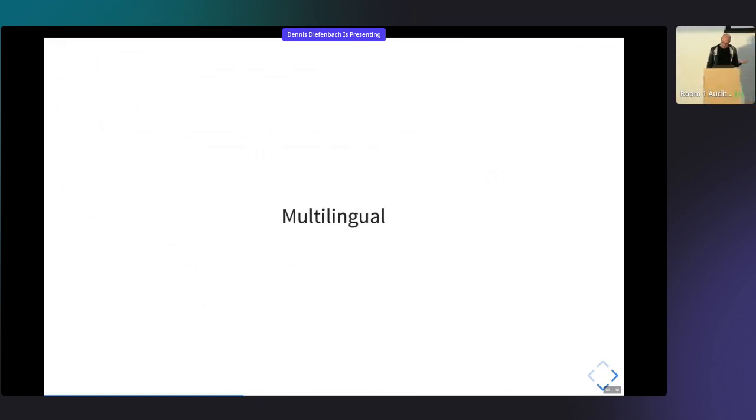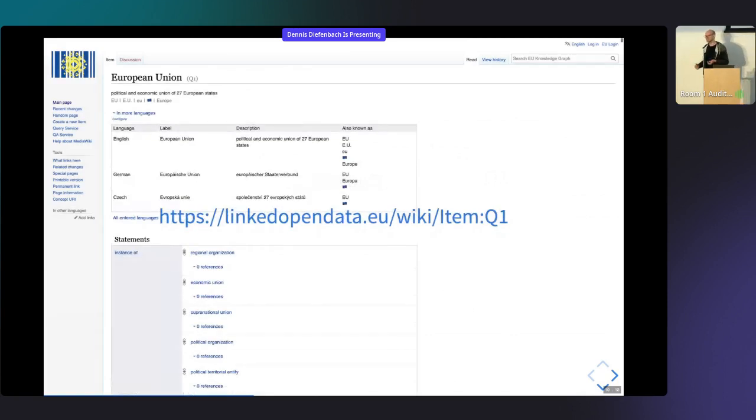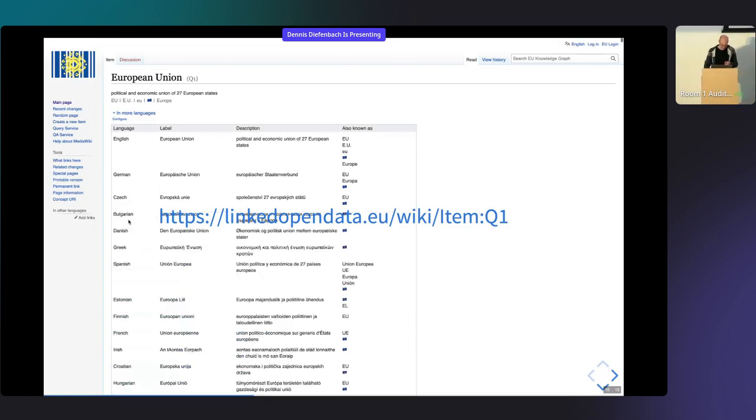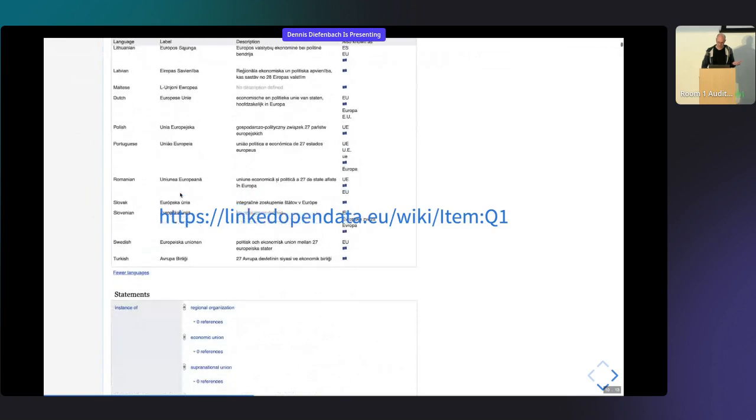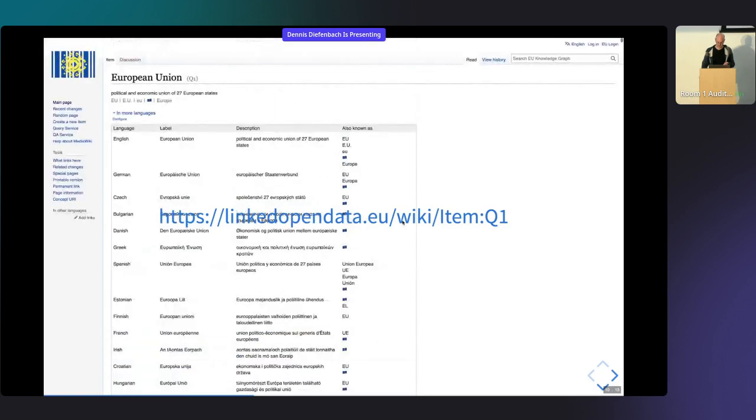It is multilingual. That's particularly important in this context because we have 27 member states and 24 official languages. Potentially there are people from different languages collaborating on the same knowledge in different languages, and this is what knowledge graph technology allows, and also Wikidata allows. For example, here we see how the European Union is described in many different languages.